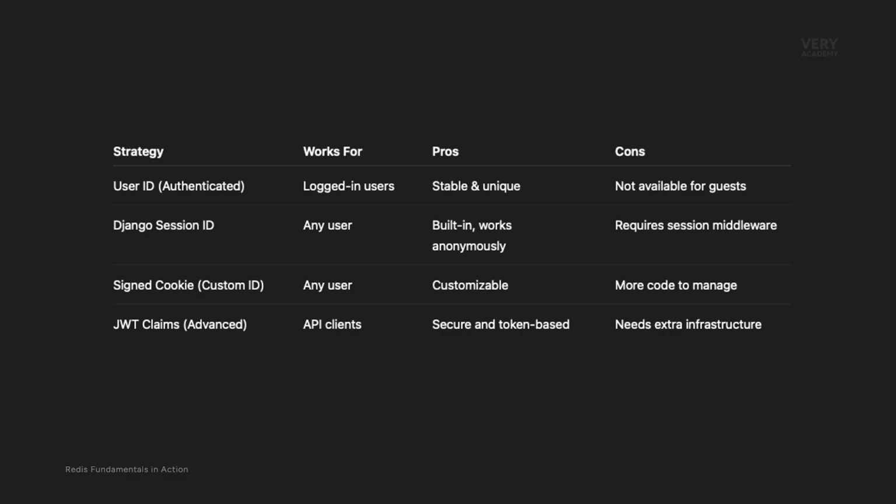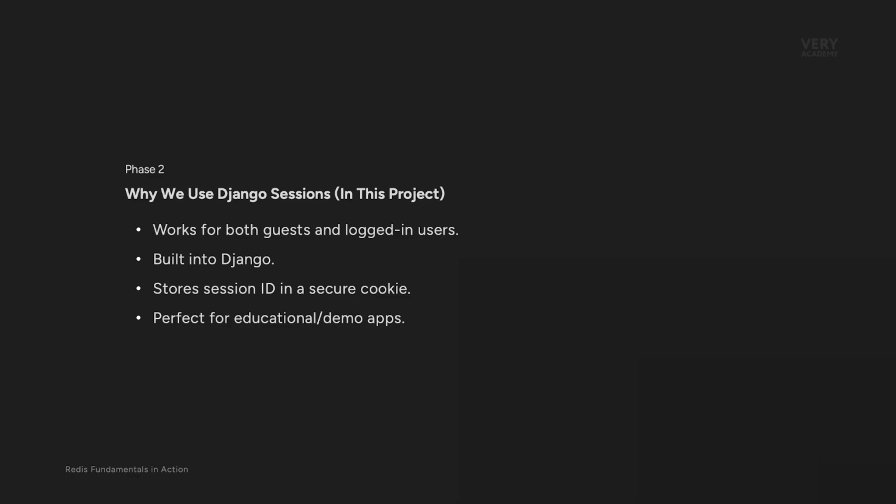Now, realistically, there are multiple strategies to identify carts. Typically the easiest users to identify are the ones that are logged in to our application or service, because if a user is logged in, then typically we can access some sort of user ID. So if we were only dealing with logged in users, then this would probably be a very simple process. However, typically in a shopping situation, we would probably have lots of users who are not currently logged in. For this course, because we're focused on learning Redis, we're going to keep it nice and simple and go with the second option of using Django sessions.